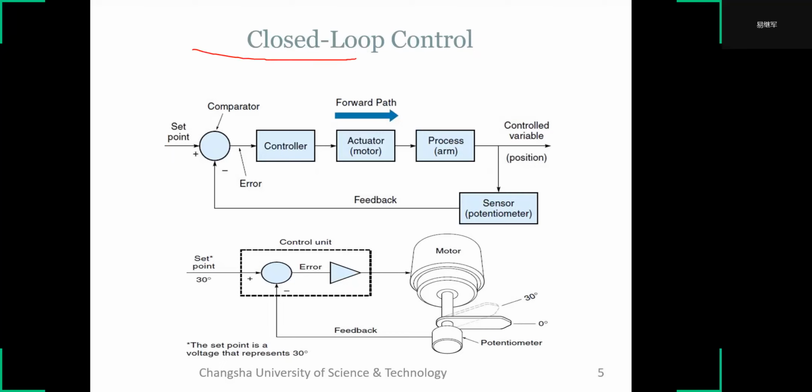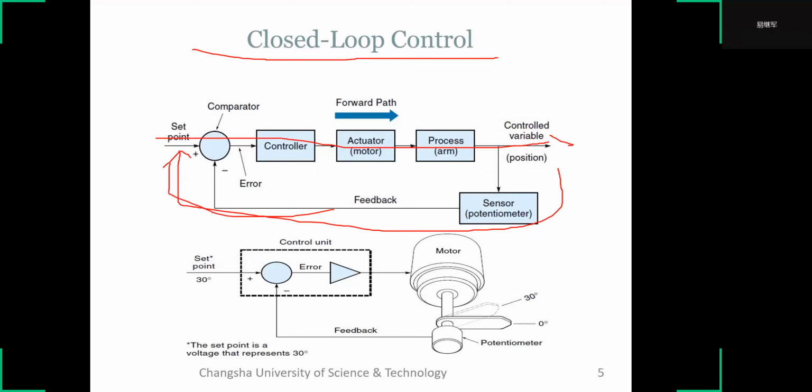Closed loop control. This is forward control, and this is feedback. The controlled variable is sensed by the sensor, and fed back to the comparator. This is the closed loop control.